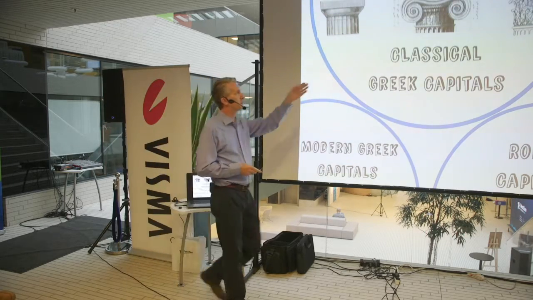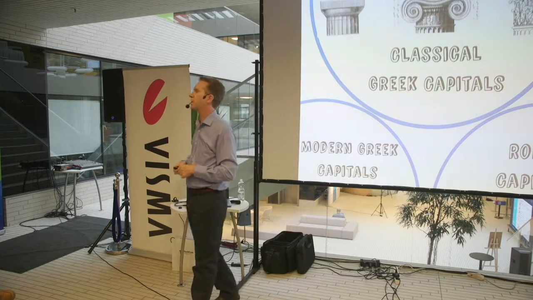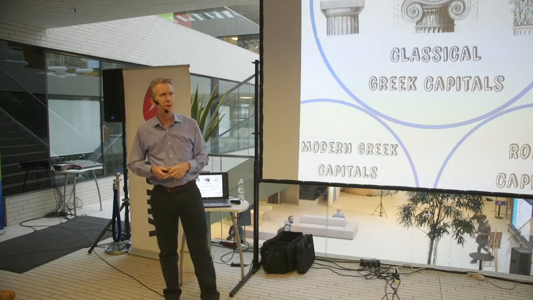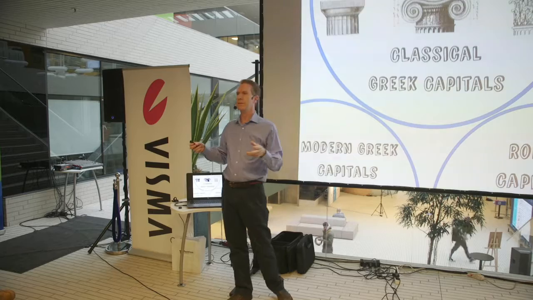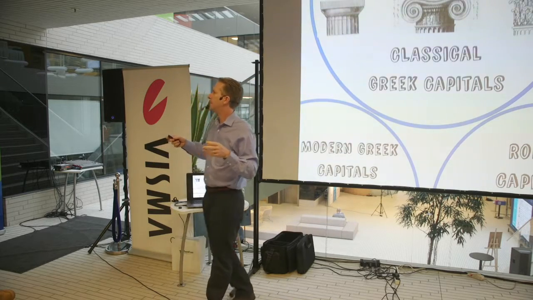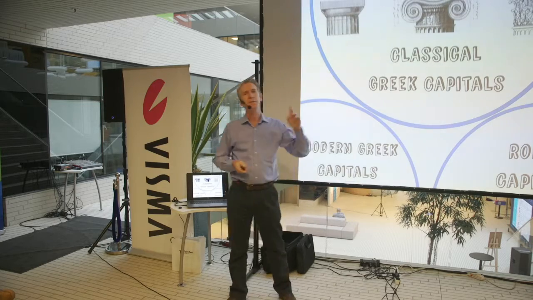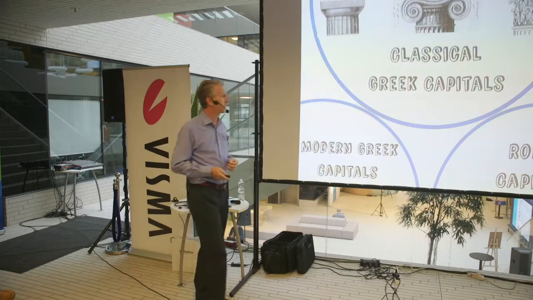The Ionic order is the one that has those fluty-looking bits on the side. Those are known as volutes, V-O-L-U-T-E-S. And the rather more ornate Corinthian order has those funny leafy bits on it. They're known as the leafy bits. No, they're called acanthus leaves. So that's the classical Greek capitals.